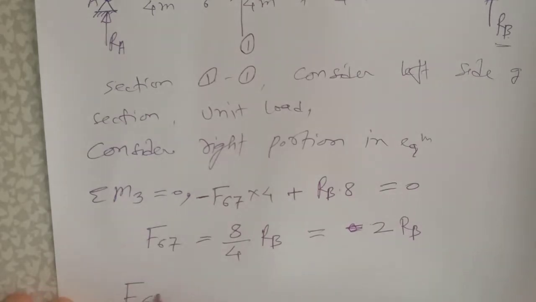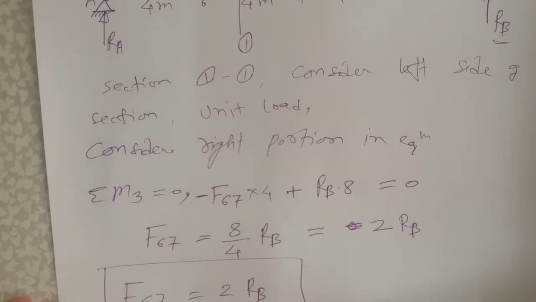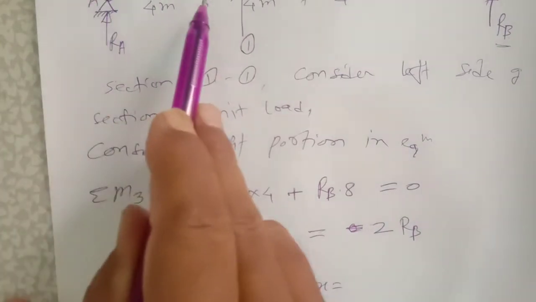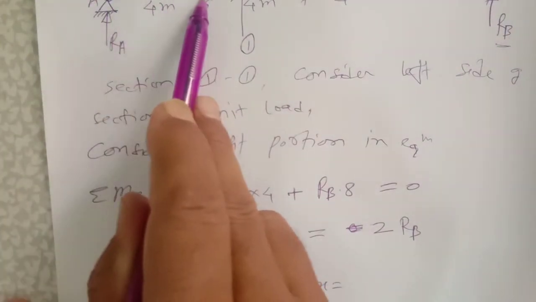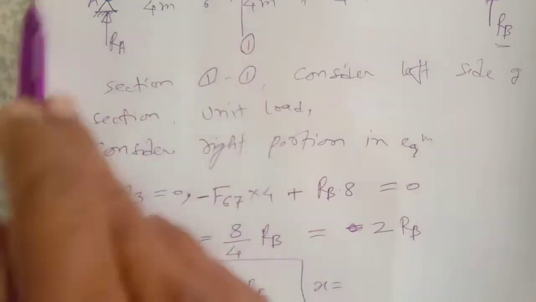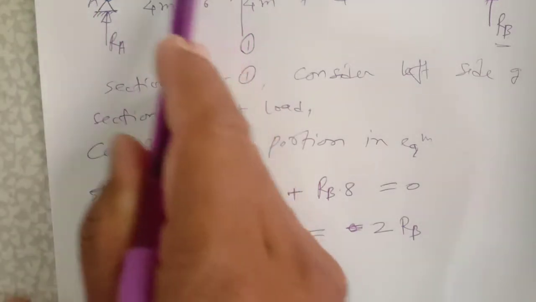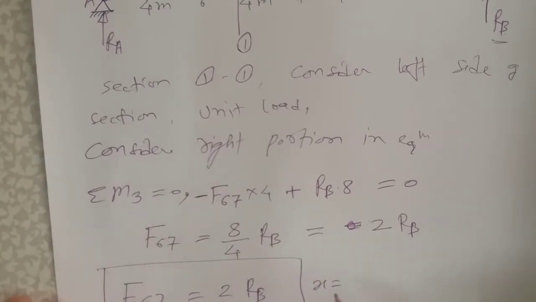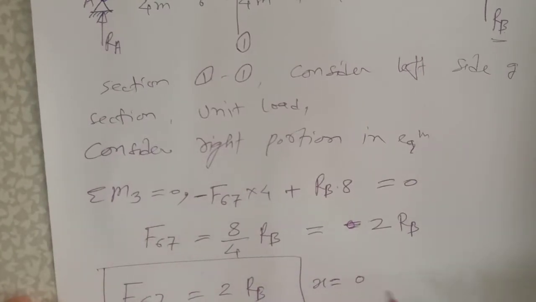Force in the member 6, 7 is equal to 2 times of RB. Now this equation is applicable when x is equal to 0, that means at this point, and x is equal to L, that is 4 meter at this point, because we have considered the unit load on the left side and right portion in equilibrium. Therefore this equation is applicable when x is equal to 0 to x is equal to 4 meter.